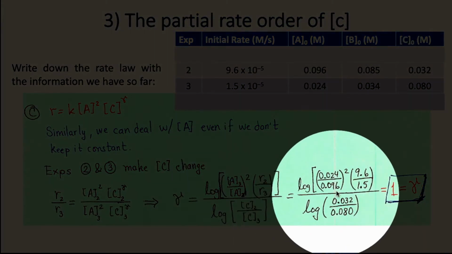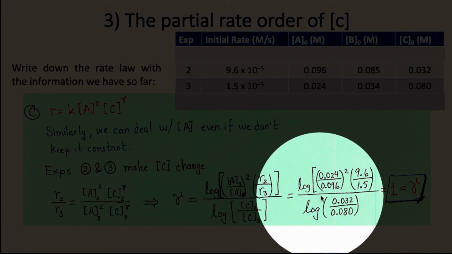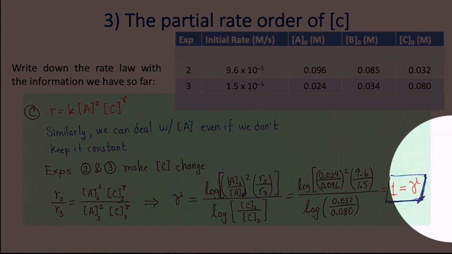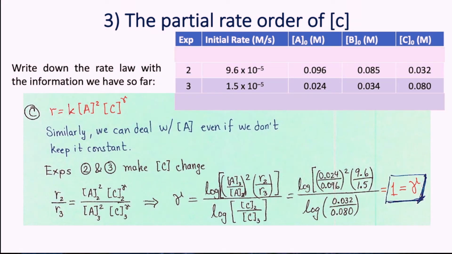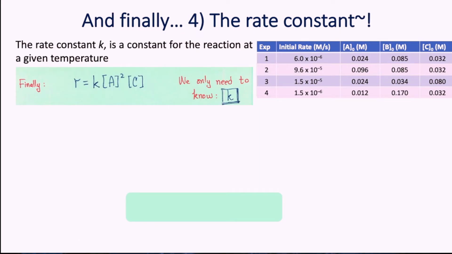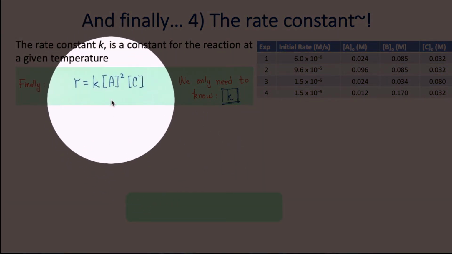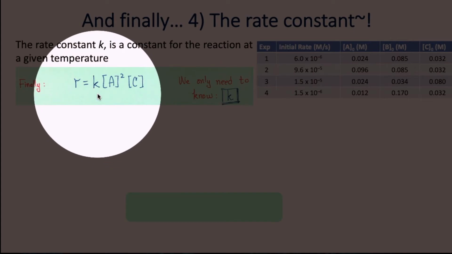Now when I do this log equation with all the right numerical substitutions, the value of gamma is equal to 1. This is telling me the partial rate order of the reaction with respect to C is 1. The rate has a linear relationship with the concentration of C. Now I can write down the rate law as I know it now. The only thing that is left is to calculate the value of the rate constant.